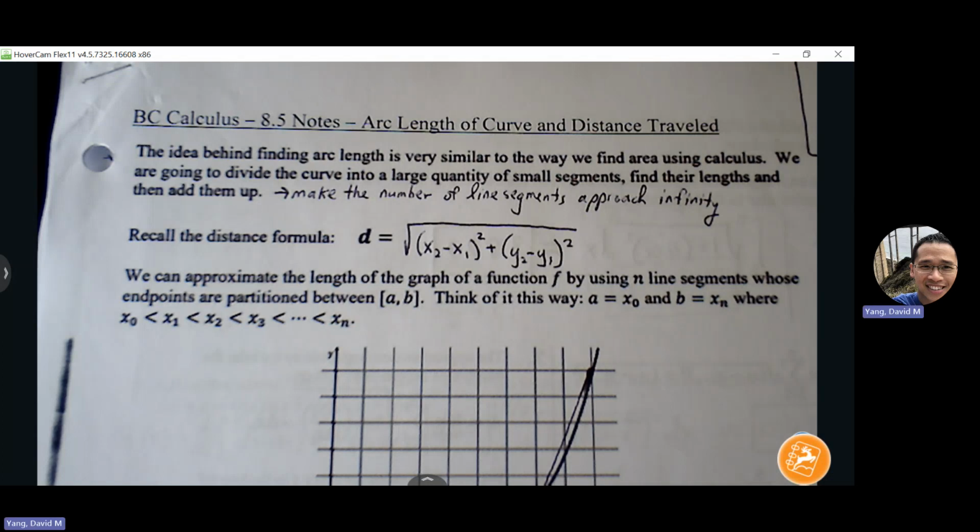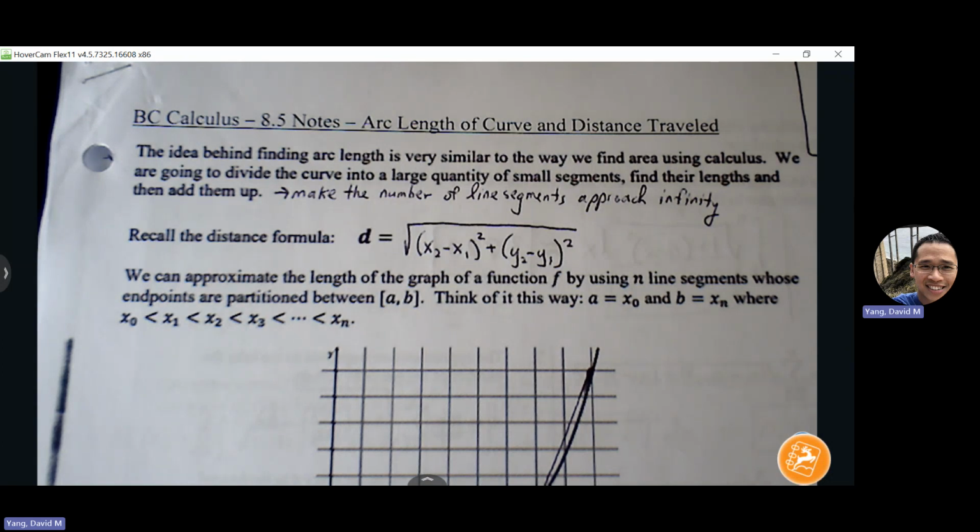The idea behind finding arc length is very similar to the way that we find area using calculus. With area, we divided our sections into small rectangles. But here, we're going to divide a curve into a large quantity of really, really small and short segments, find their lengths, and then add them up. So we're going to make the number of line segments approach infinity.